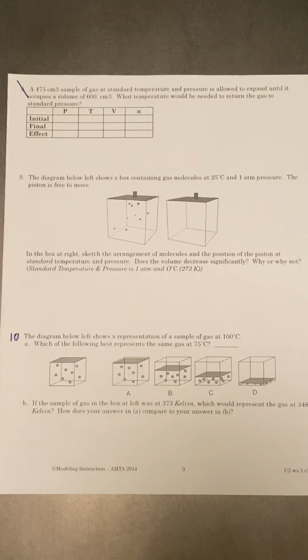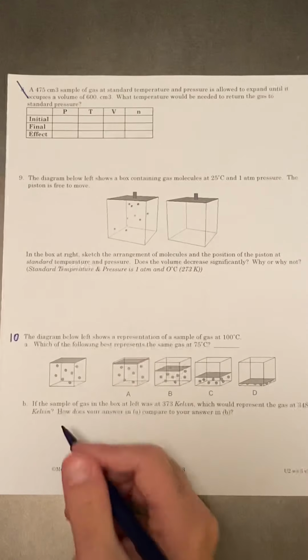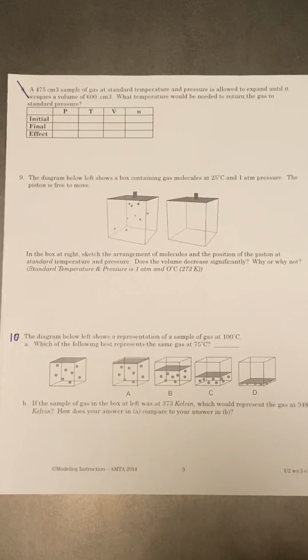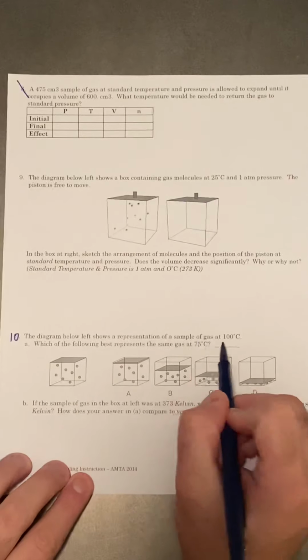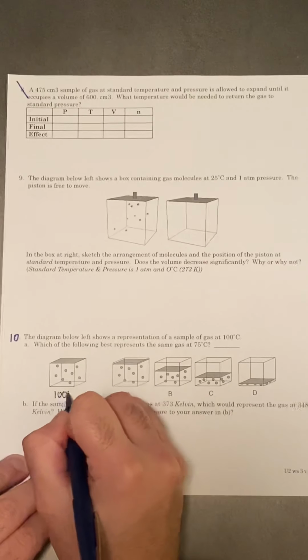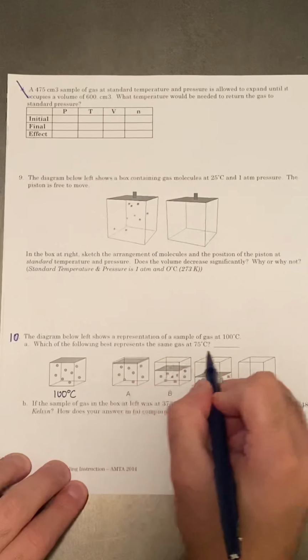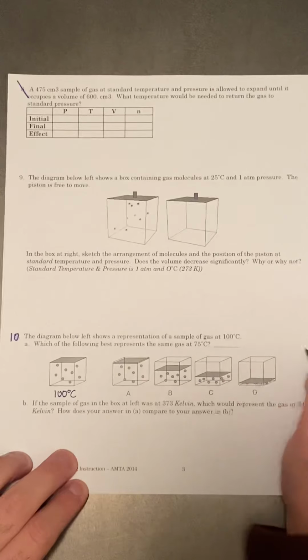This is the video answer key to question 10, which is accidentally the second number 9 in worksheet number 3. So I want us to think about volume with respect to temperature. Be careful. It says the diagram below left shows a representation of a sample of gas at 100 degrees Celsius. Which of the following best represents the same gas at 75 degrees Celsius?